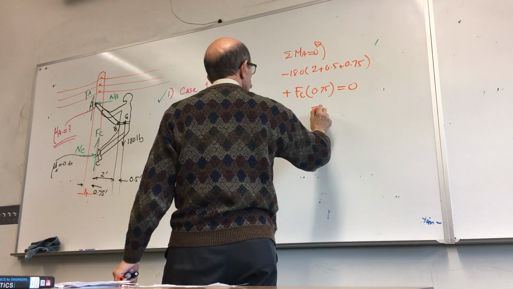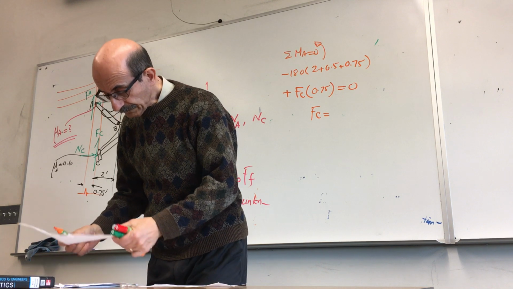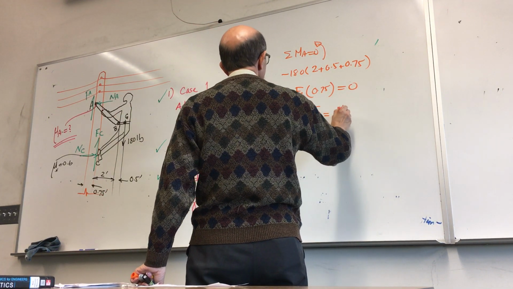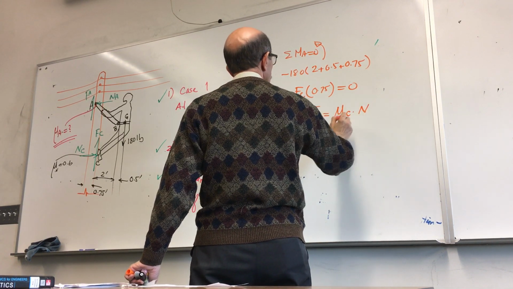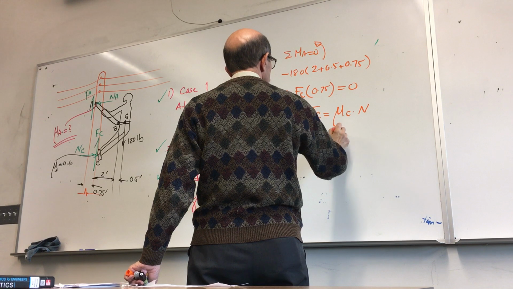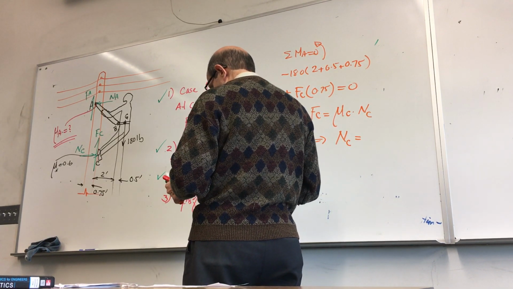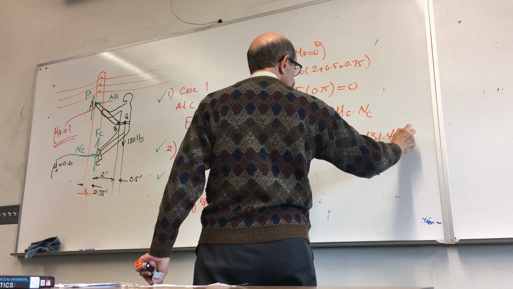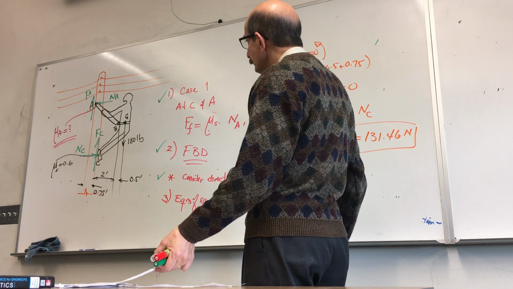So you get F sub C comes out to be, okay? In fact, F sub C obviously is mu CS times N, right? So we get an NC. And C comes out to be 131.46 Newton.